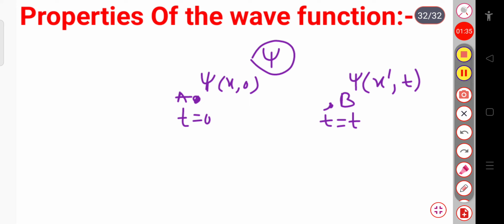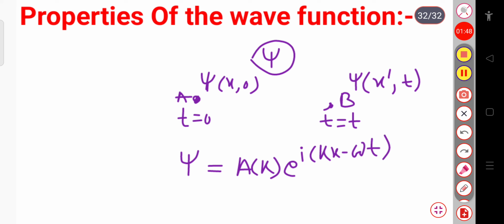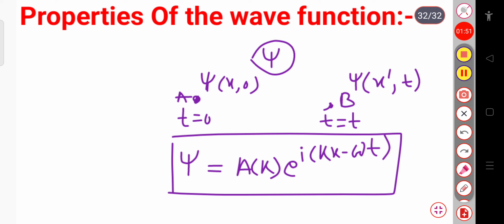And you also know how we represent this state function psi. This is nothing but A of k, this is your amplitude, into exponential i(kx minus omega t). This is basically the wave function psi, which describes the state of the system, or this is known as the state function of the system. Now we will discuss the properties of this wave function.